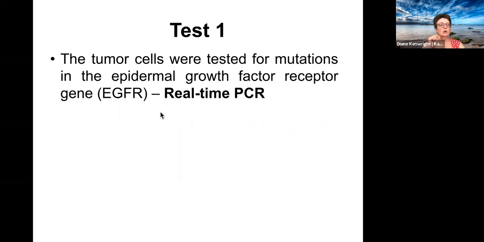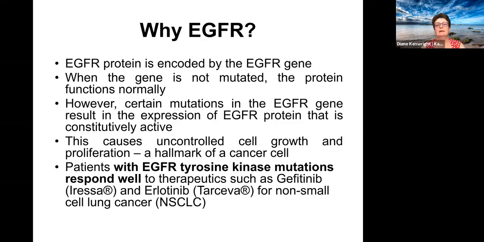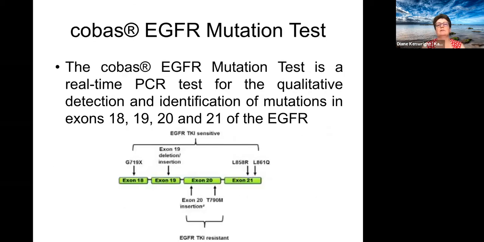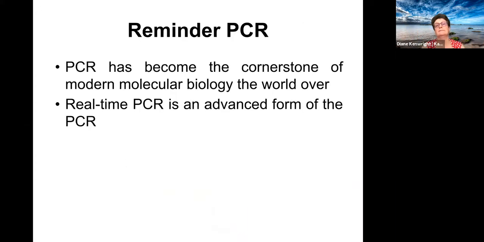PCR is good for looking for specific mutations that we know already exist in a population or a tumor, because it puts in little probes. We're just going to skip over that, okay? So it uses, again, this cobas machine to look for specific mutations. So PCR can look for multiple but specific mutations.